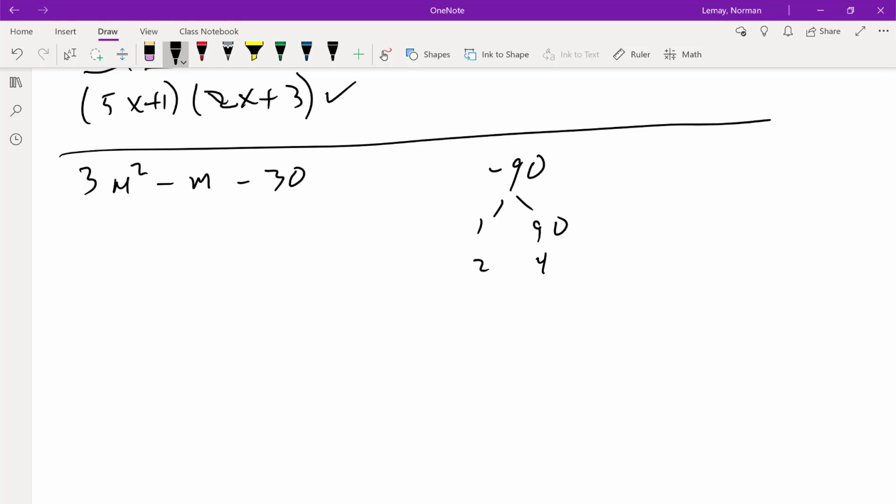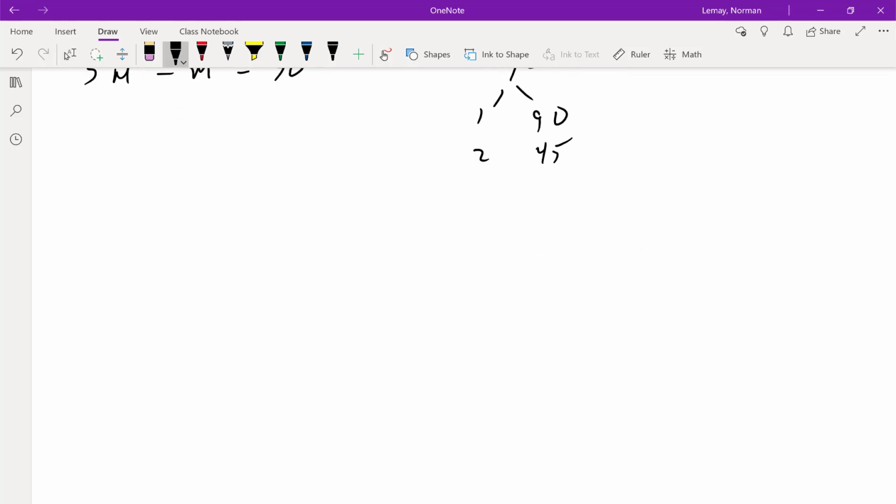So what about 2 and 45? Again, you just march down this progression. Let's note that if the 2 is negative, when I add these, I get 43. And notice if the 45 is negative, when I add 2 and negative 45, I get negative 43. So that's not going to work. So now I go 3, and notice that 3 and 30. If the 3 is negative, I add these two together, I get 27. That's not my middle term up top. And if the 30 is negative, I get negative 27, and that still is not.